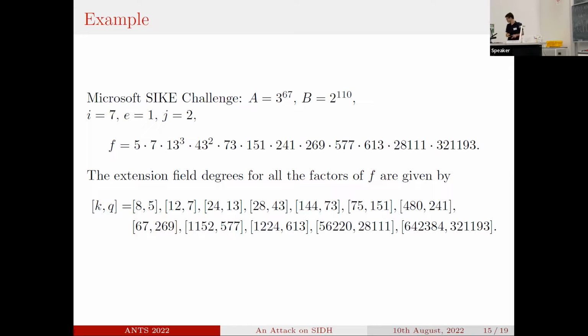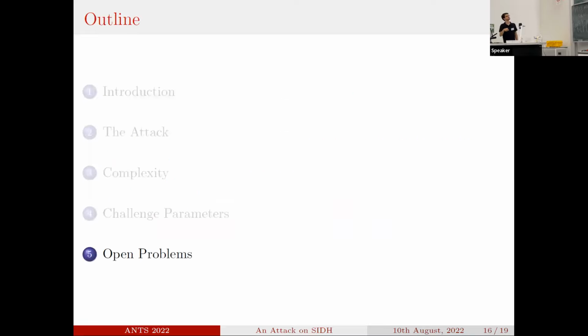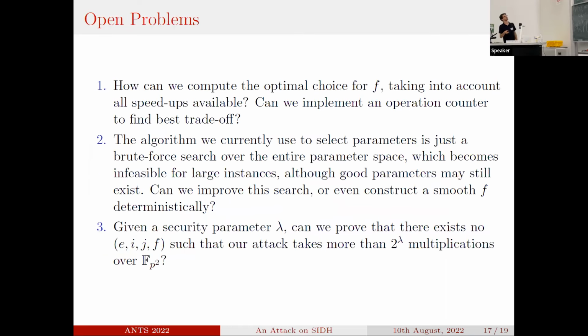And here we have the extension field degrees for all factors of F. Q is a prime that divides F, and k is the degree of the minimal field extension over which the Q torsion point is defined. So we think that for these parameters, the attack is still feasible, because the field extensions are not so big. Now let's move on to open problems.